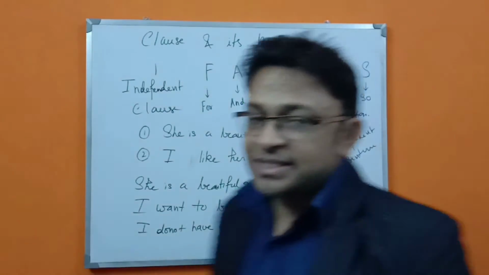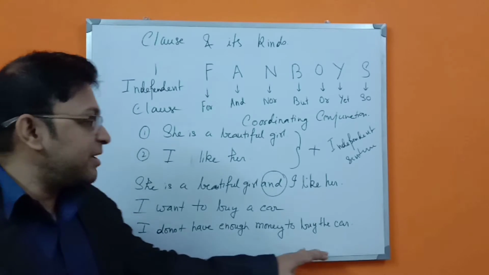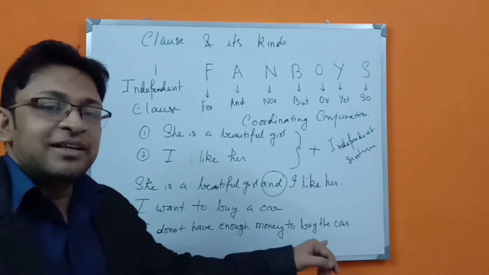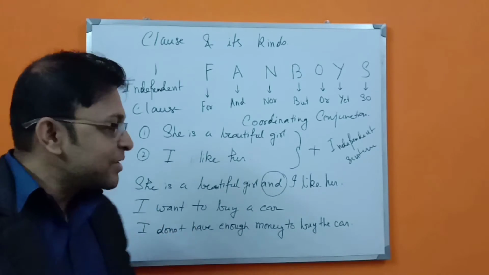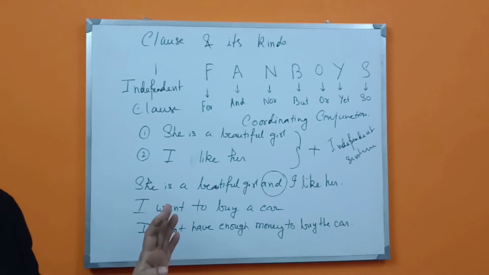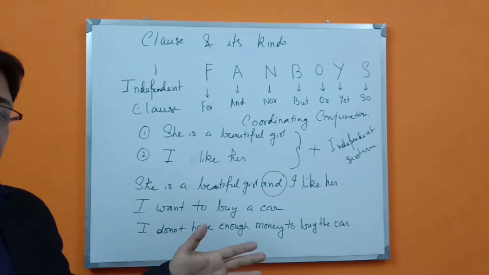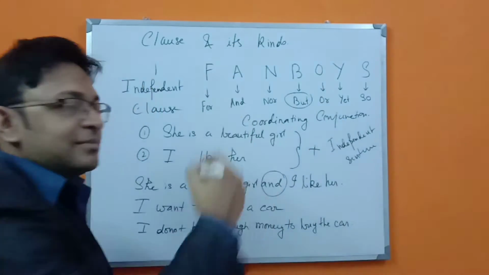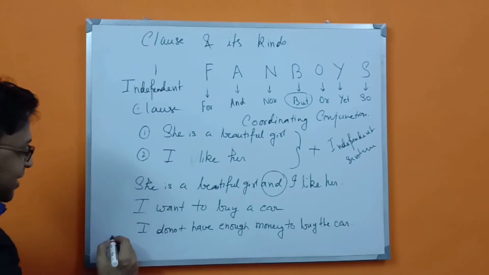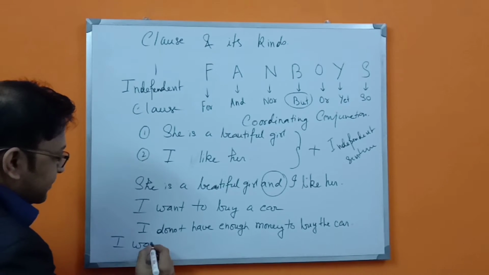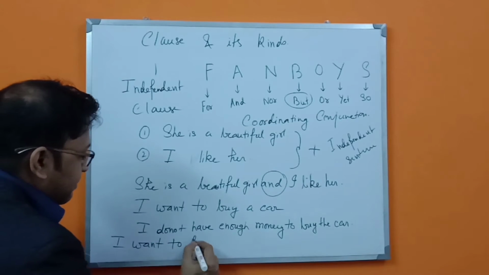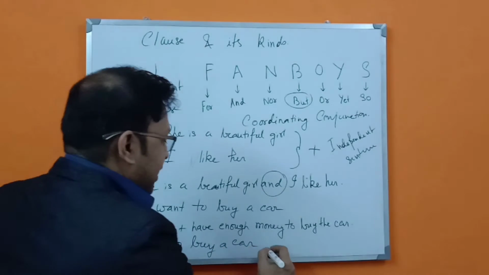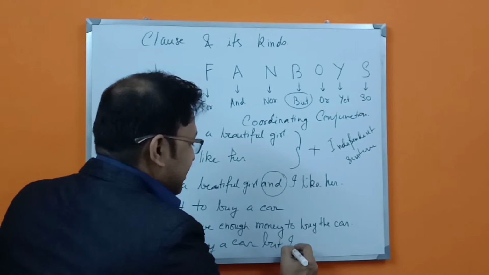In the second sentence, I do not have enough money to buy a car. Who does not have enough money? I. And what don't I have? Enough money to buy a car. So these are the two complete sentences. When I am going to join these sentences, what am I going to do? I will use the conjunction but. I will write: I want to buy a car, but I don't have enough money.